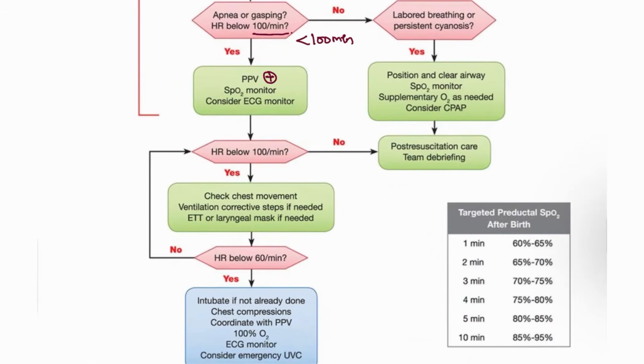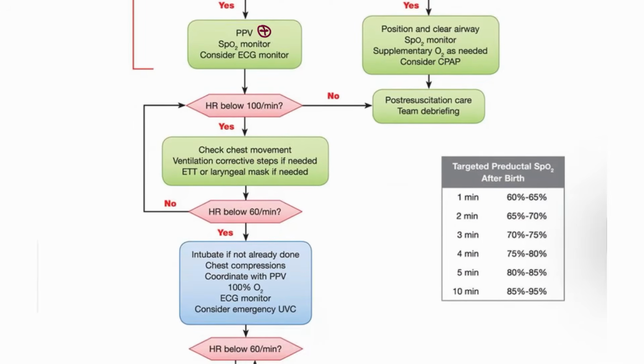Even after that, if the baby is still not improving and the heart rate is still less than 100, then you have to proceed to check the chest movement and start the ventilation steps. What are those ventilation steps? For example, you can intubate the baby, or you can start the laryngeal mask airway.